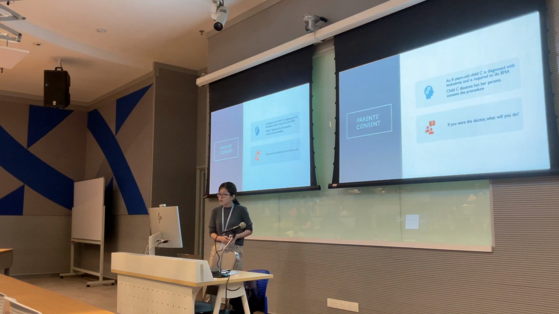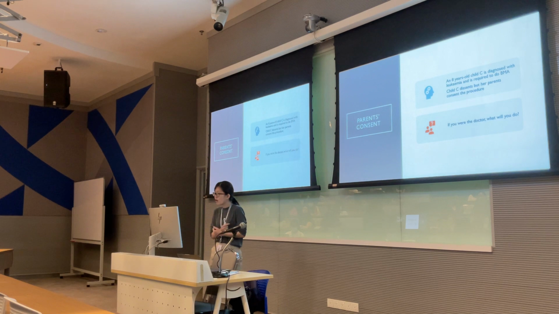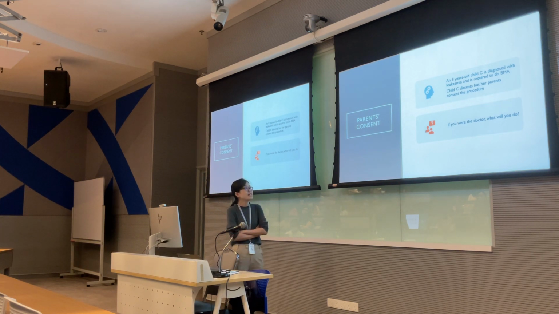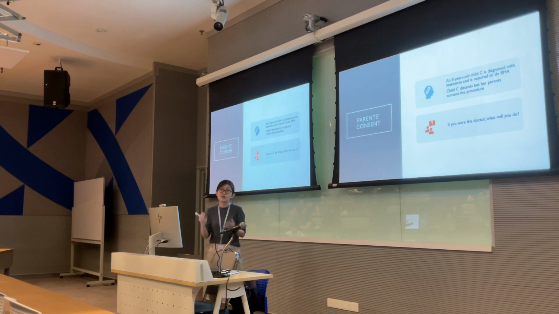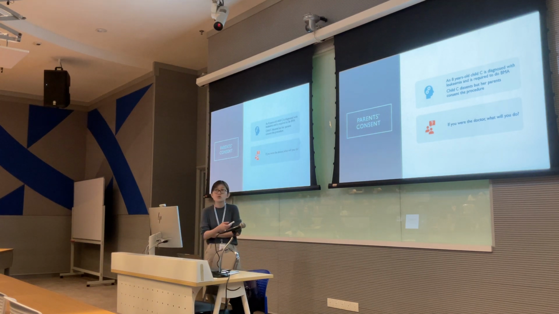Okay? So next one, we will have parents' consent, and it is time for you all to make some decision. We have a situation where an 8 years old child, C, is diagnosed with leukemia and needs a bone marrow transplantation. The child C dissents, meaning disagrees, has a strong disagreement with the opinion, but the parents agree and consent to the procedure. So if you were the doctor, what will you do?